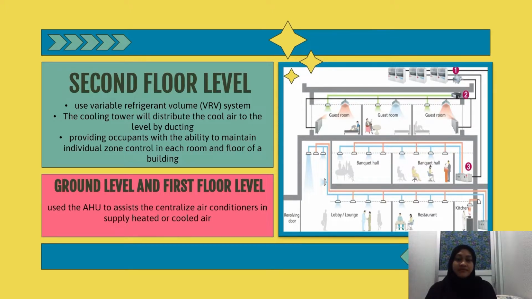As for the second floor level, this level uses a variable refrigerant volume, VRV, system, also known as a multi-split type air conditioner. This system provides the occupants with the ability to maintain individual zone control in each room and floor of a building with dual compressor and cassette type air conditioner. The cooling tower will distribute the cool air to the levels by ducting, plus the cooling tower helps improve the chilled water system efficiency.